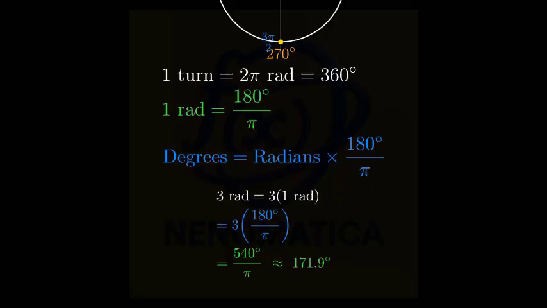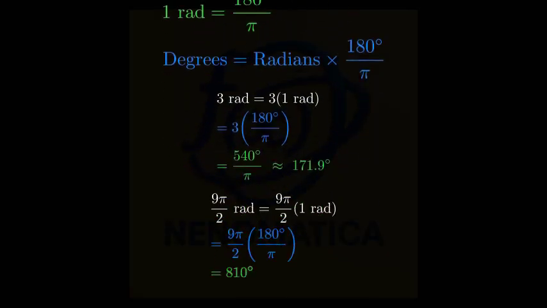That becomes 540 degrees over pi, about 171.9 degrees. Example 2. 9 pi over 2 radians. Multiply by 1 radian equals 180 over pi. The pi cancels, and we get 810 degrees, which is 2 full turns plus 90 degrees.